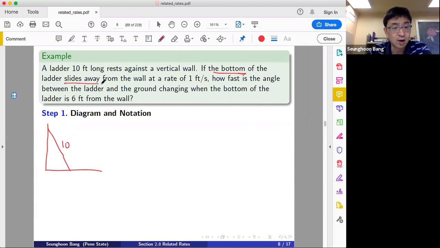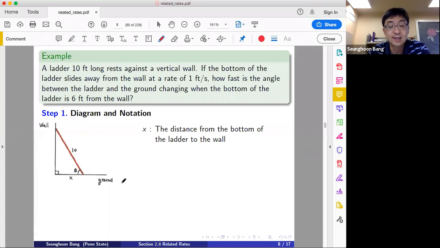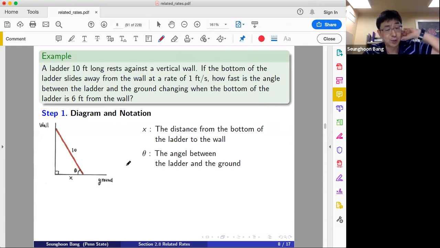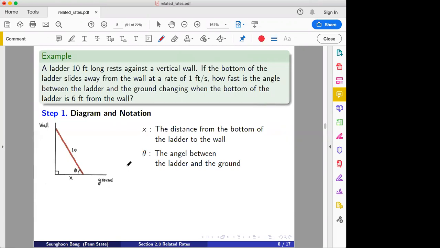The bottom of the ladder slides away, so we need x. One more question: how fast is the angle between the ladder and the ground changing? We need the angle theta. You don't need the y value. So x is the distance from the bottom of the ladder to the wall, theta is the angle between the ladder and the ground, and t is time.